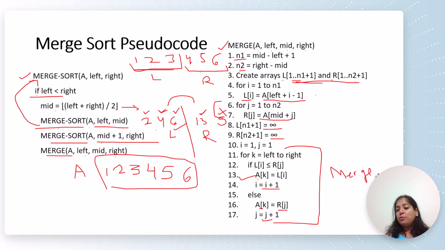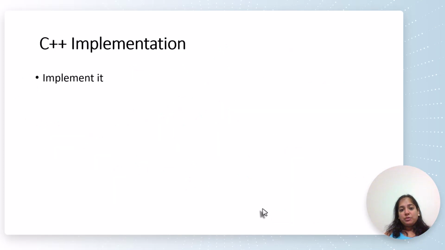So what you do in the merge process is, first of all, create two arrays, left and right, L and R. In the array L, you copy the elements of the left portion, and in the array R, you copy the elements of the right portion, and then we merge them, right? So this is basically the merge process.